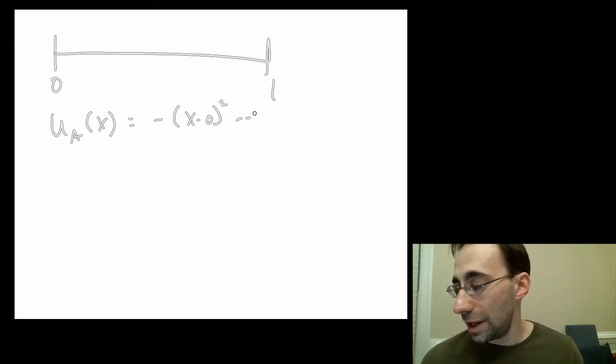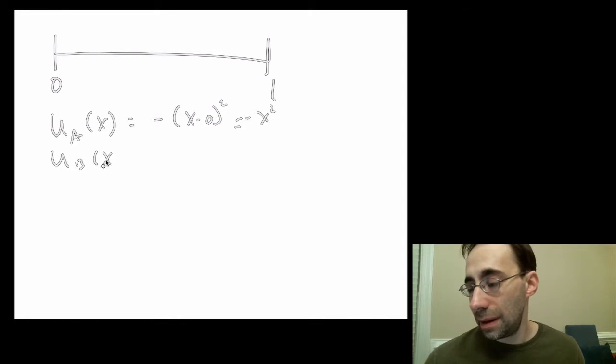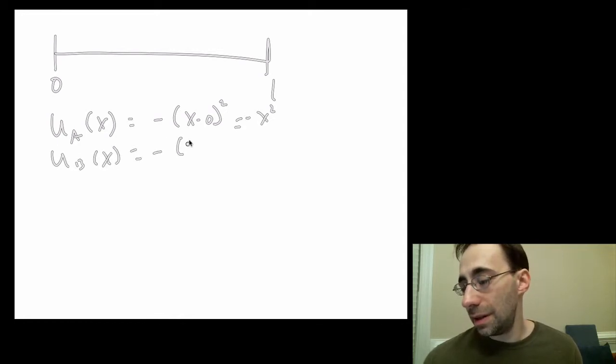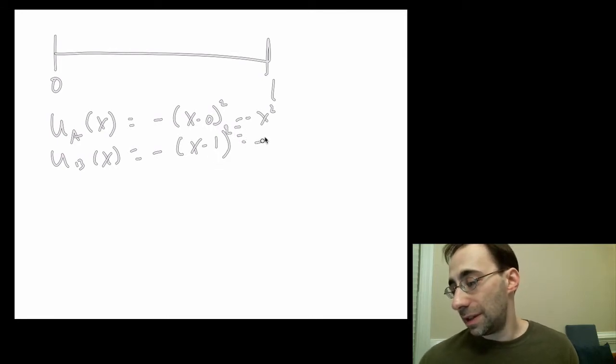This is just negative x squared. And party B wants to get as close to 1 as possible. So this is, again, the same thing as here. It doesn't get simpler at all.